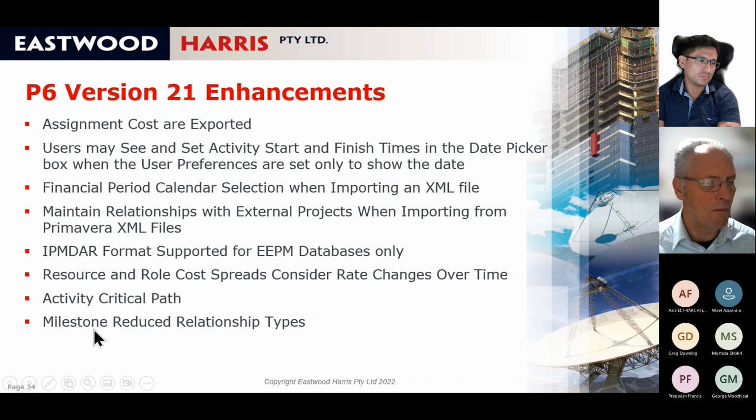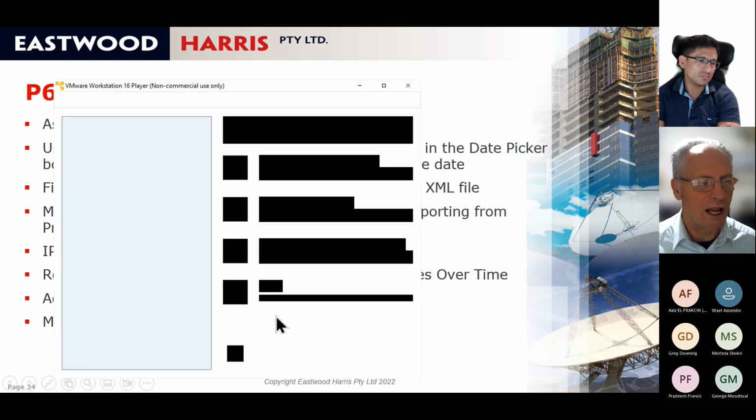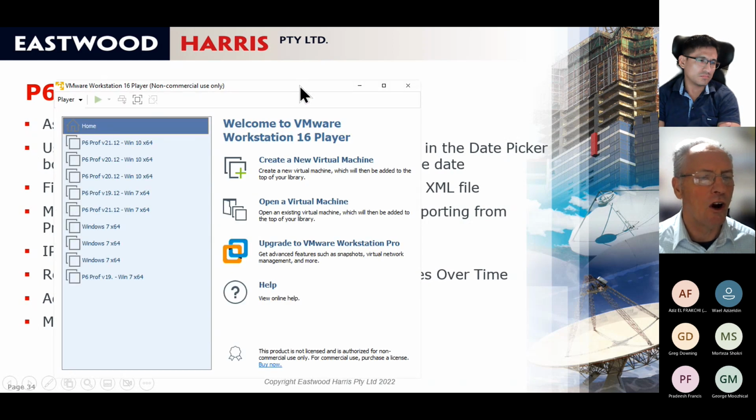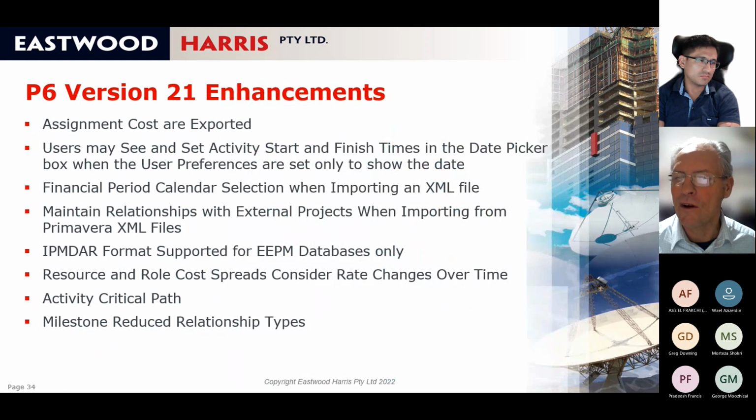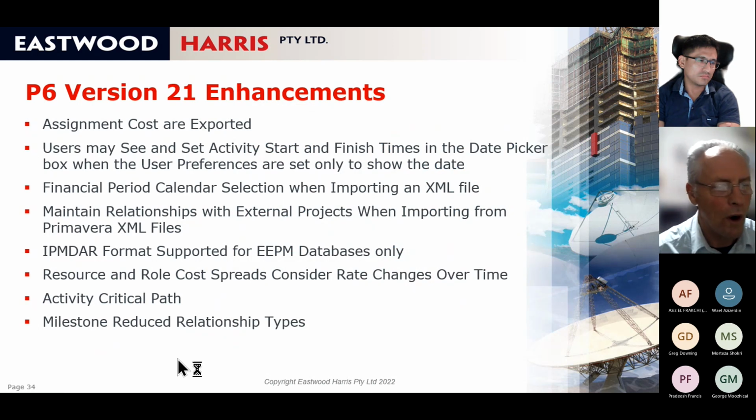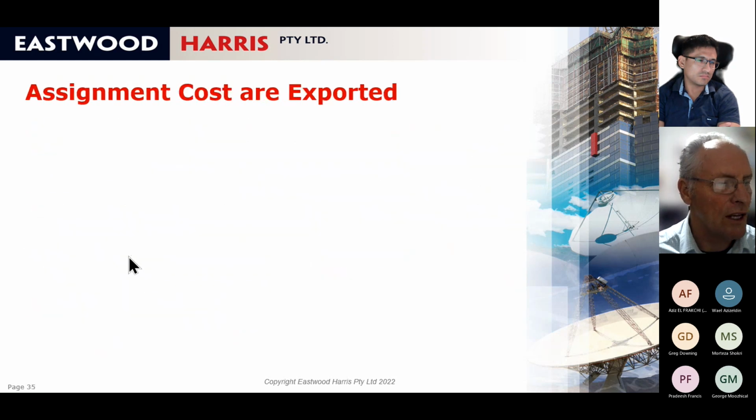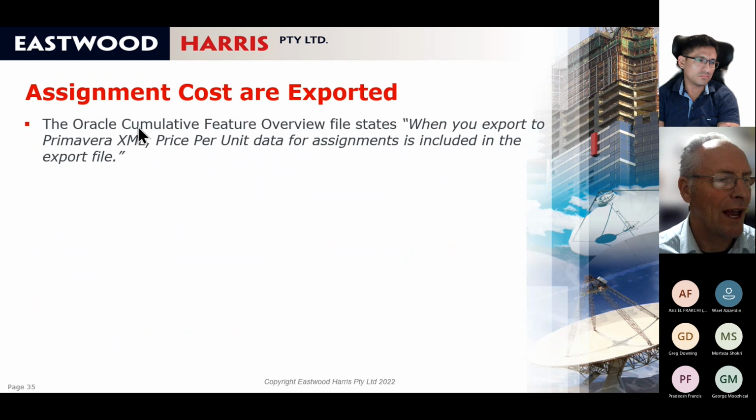You've also got milestone reduced relationship types. I can't quite understand why they've done this, but basically there are fewer relationship types now with milestones, and I'll explain how that works when we get to it. So let's talk about activity assignment costs being exported.